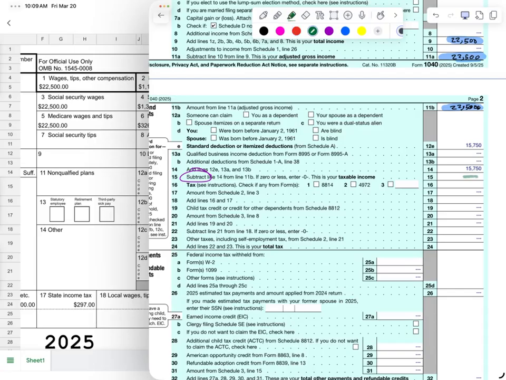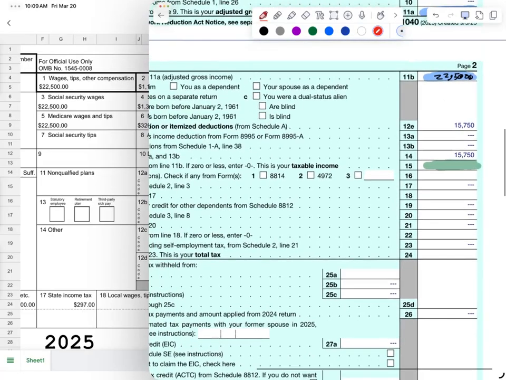So 22,500 minus your AGI minus your standard deduction. So if I subtract 22,500 minus $15,750, I get what? $6,750. This is what is called our taxable income. This is the number that we have to look up on the tax form.